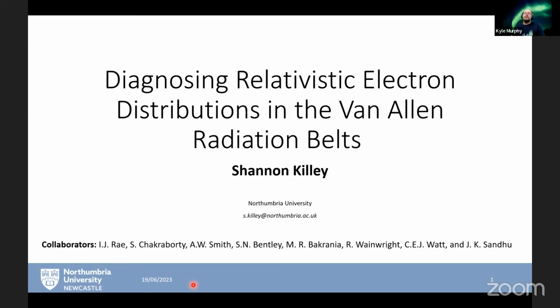Shannon is a second-year PhD candidate at Northumbria University in Newcastle, United Kingdom. She is currently doing research on particle distributions in the Earth's radiation belt, focusing on applying modern techniques such as machine learning to space plasma data in order to investigate the dynamics of the Van Allen belt's relativistic electrons. So today I'm happy to have Shannon here to talk with us about her recent research diagnosing relativistic electron distributions in the Van Allen radiation belts using machine learning. Shannon, if you'd like to take it away.